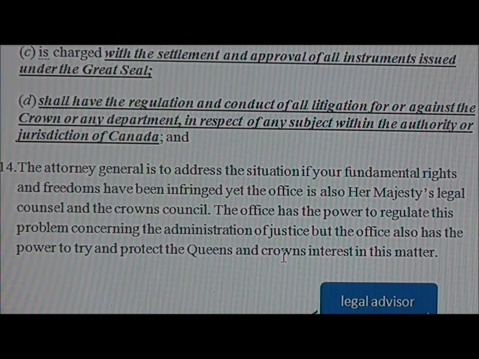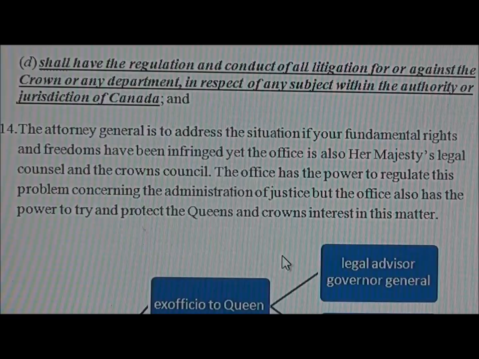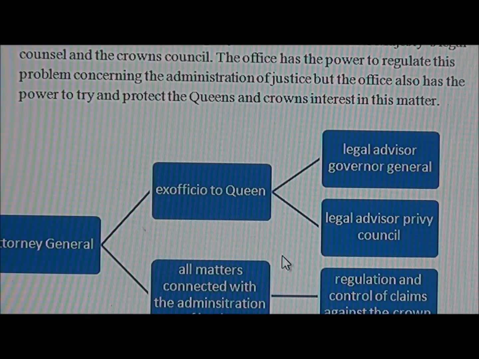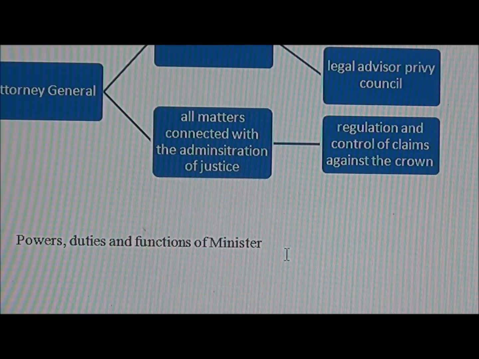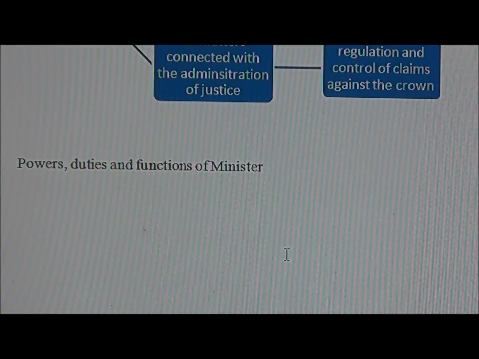The Attorney General is to address the situation if your fundamental rights and freedoms have been infringed, yet the office is also Her Majesty's legal counsel and the Crown's counsel. The office has the power to regulate this problem concerning the administration of justice, but the office also has the power to try and protect the Queen and the Crown's interest in this matter. Attorney General is ex officio to the Queen, is a legal advisor of the Governor General, and is the legal advisor of the Privy Council. The Attorney General has been charged with all matters connected with the administration of justice, regulation and control of claims against the Crown. Now again, the powers, duties, and functions of the Minister.